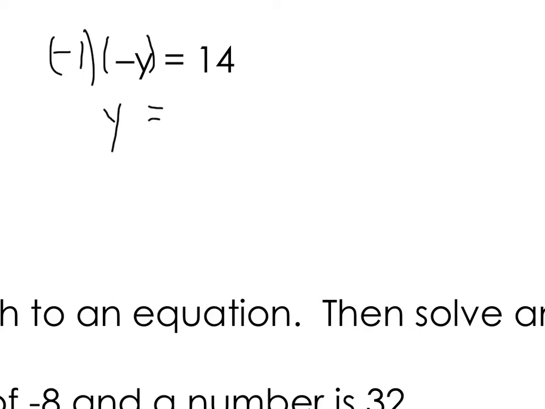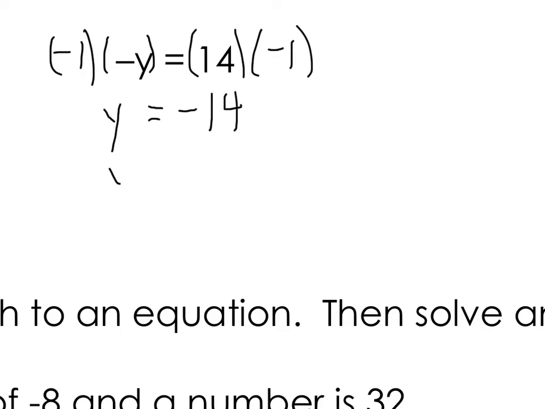But if we multiply the left-hand side of this equation by negative 1, in order to keep the equation in balance, we have to multiply the right-hand side of this equation by negative 1. Whatever we do to the left, we must do to the right. So that gives us y equals negative 14.